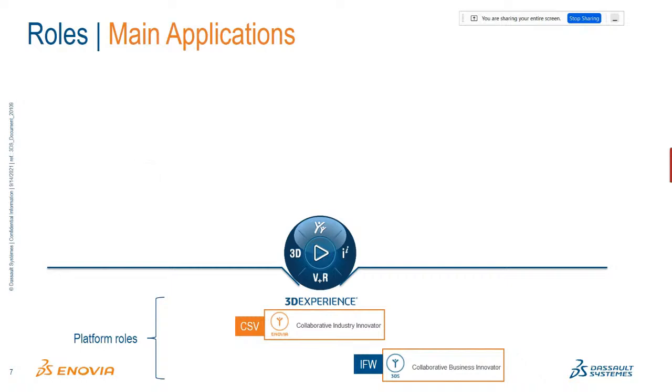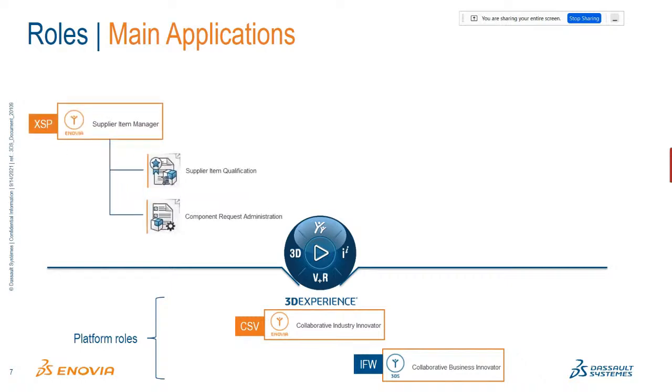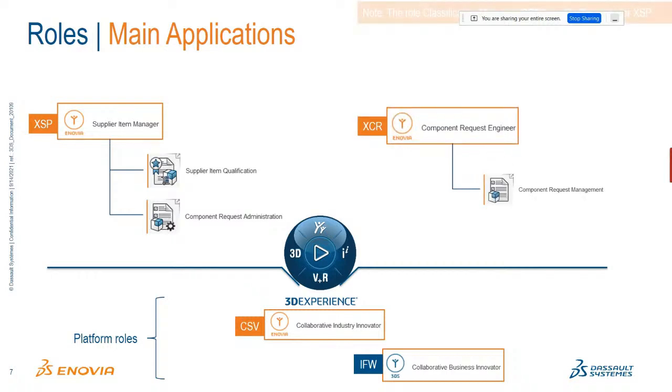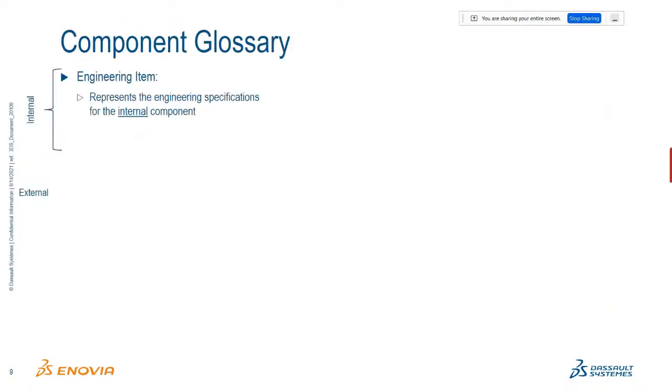So which applications do we have? For the supplier item manager or XSP, we have two applications. One is the supplier item qualification and then the component request administration. And for the component request engineer, we have one application. It's called component request management. Okay, so one role will initiate the component request and the other role will manage it, will communicate, will collaborate. And also the supplier item manager is a role that administrates the whole process. And we will see a little bit of that, but this is not our focus today.